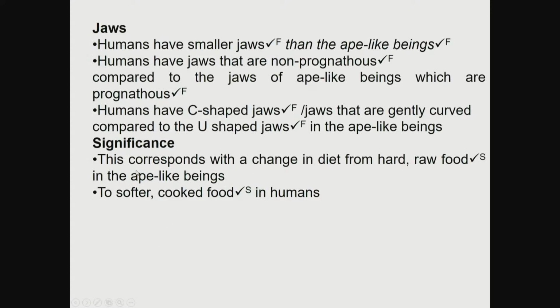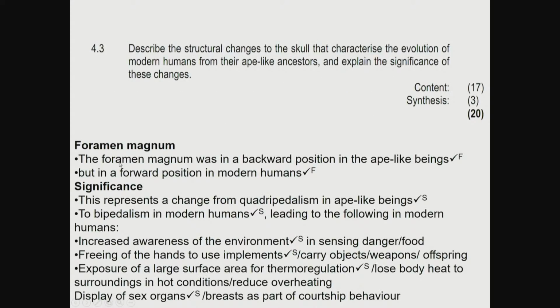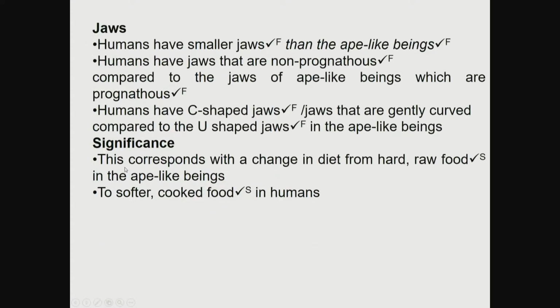So jaws: humans have small jaws. Humans have jaws that are non-prognathous compared to the jaws of ape-like beings, and a C-shaped versus a U-shaped jaw. And what is the benefit or significance of that? It's the diet, from hard and raw food in ape-like beings to softer and cooked food. They tend to ask about the significance, especially of the foramen magnum, the cranium and the jaws. They love to ask that.